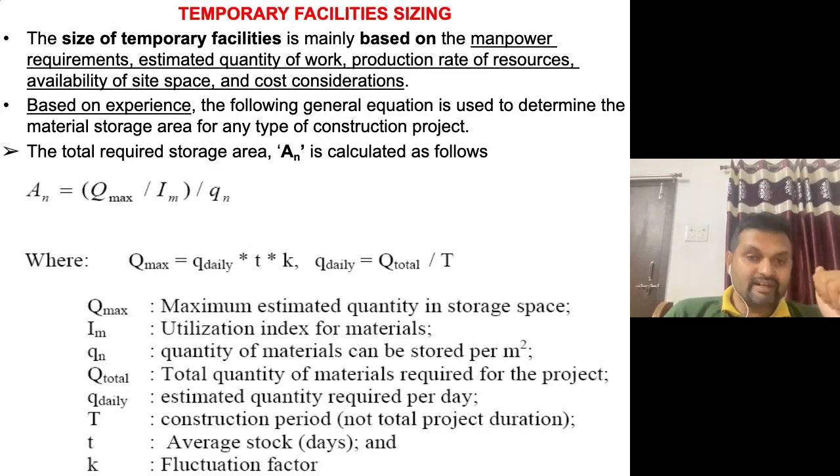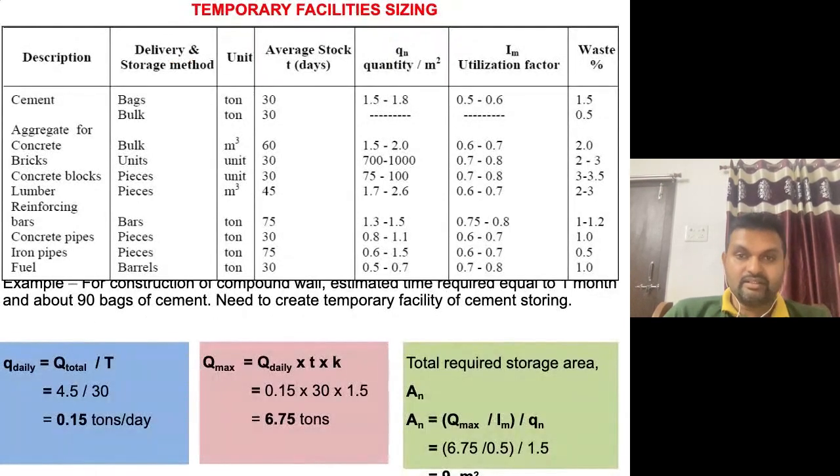Divided by IM. What is the IM? It is the utilization index of the material. That we are going to get from the table here. See the second last column. Able to see the second last column, right? In that we are going to get the utilization factor. Utilization factor means how much area it is going to take.